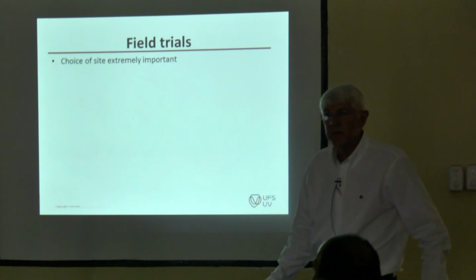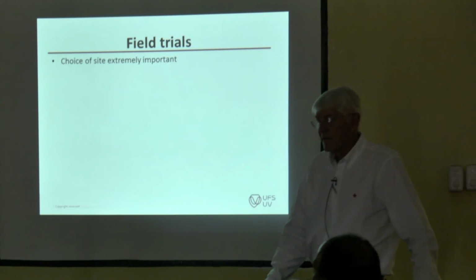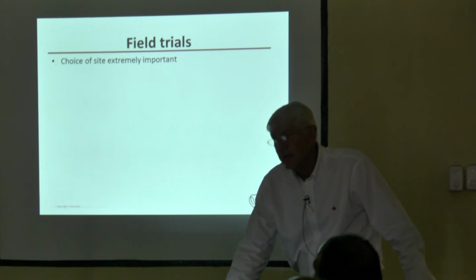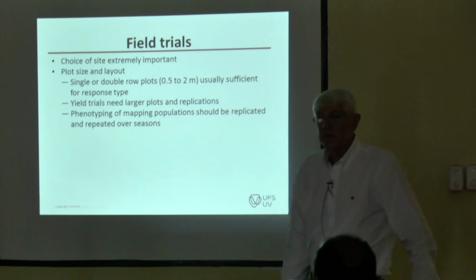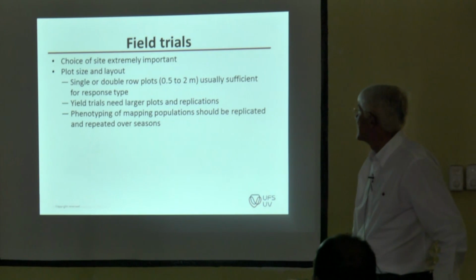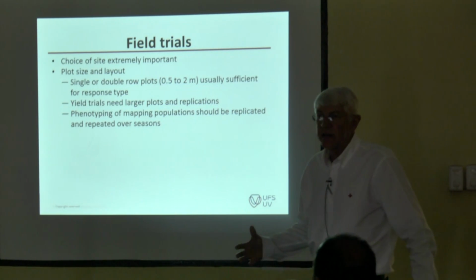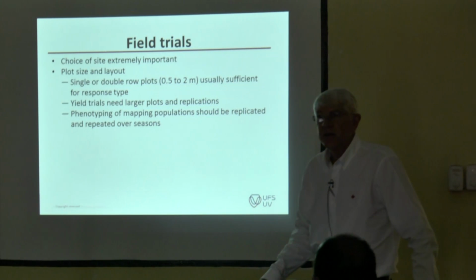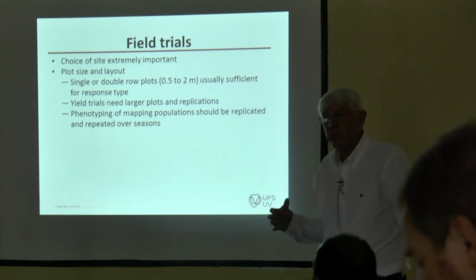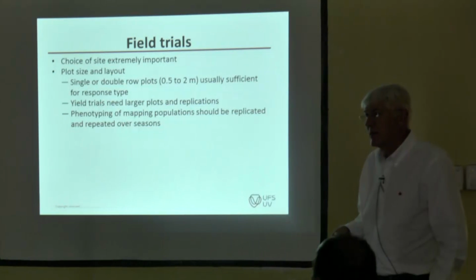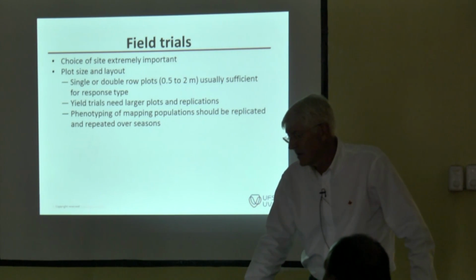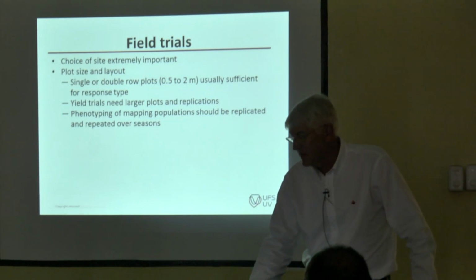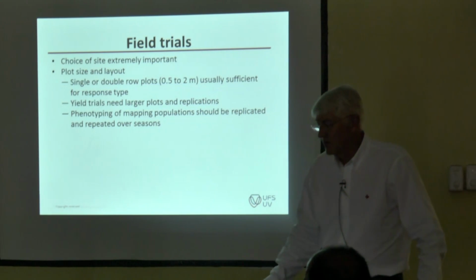So first of all, if you want to do rust work in the field, the choice of the site is extremely important. You can't do it in an environment that's not really conducive for rust development. Plot size and layout depend on the objectives, but usually we grow what we call nurseries, and the entries in a nursery, if they're just germplasm evaluation, could be unreplicated. Small row plots from 0.5 meter, even smaller, I guess, to up to 2 meters if you have enough space. Could be single row or double rows as they do it in Njoro.